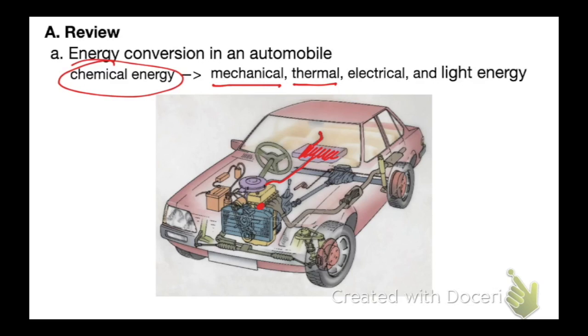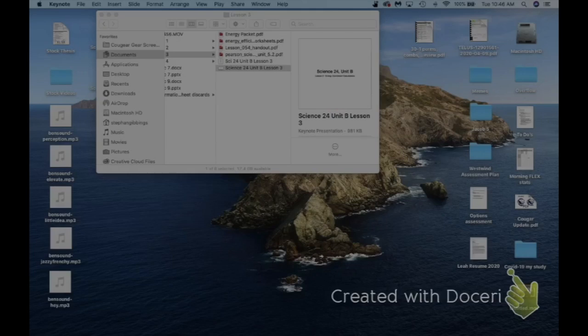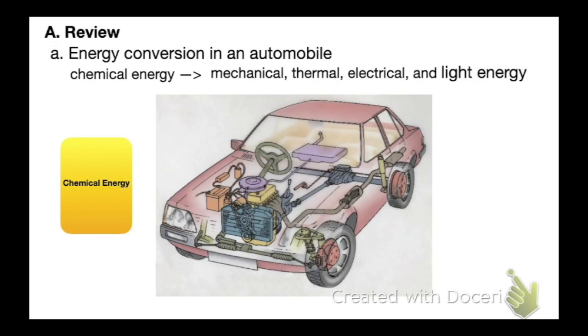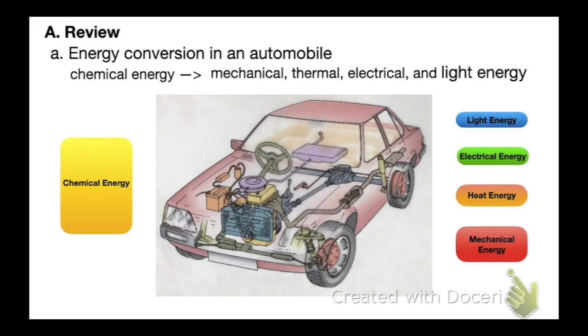We get heat, we get electricity, we get light. So there's lots of different conversions happening in an automobile. Chemical energy is being converted into light and electricity and heat and mechanical energy, motion. Remember, we can't create energy, we can't destroy it, but we can convert it from one form into another, which is what you see there.